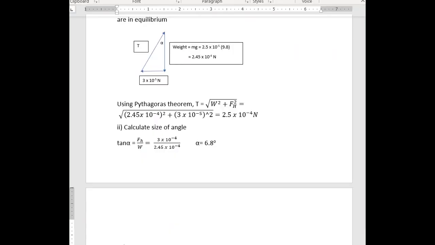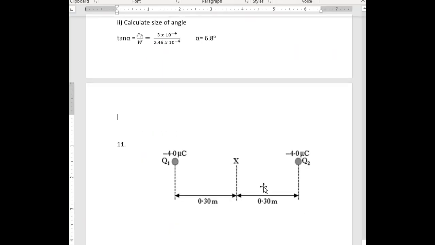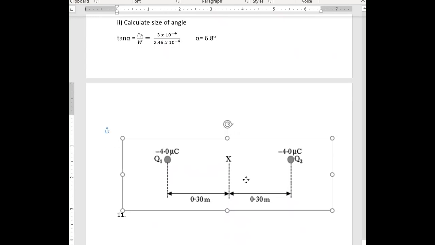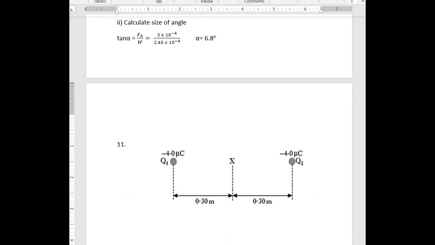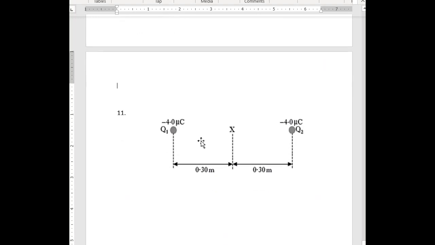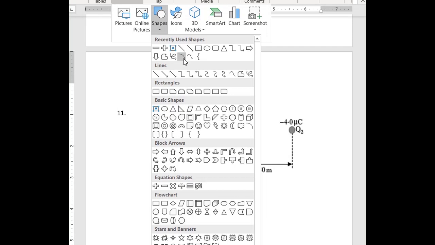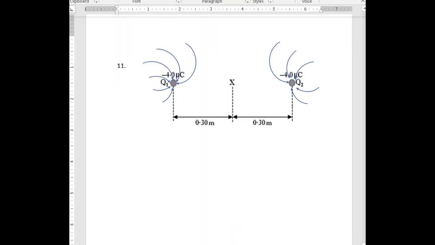For question 11, A is to draw electric field lines between charge Q1 and Q2. Because these two charges are both negative charges, they will repel and their electric field lines will show the repulsion. Something like that. For B, calculate the potential at point X, midway between the charges, the electrostatic potential at X.